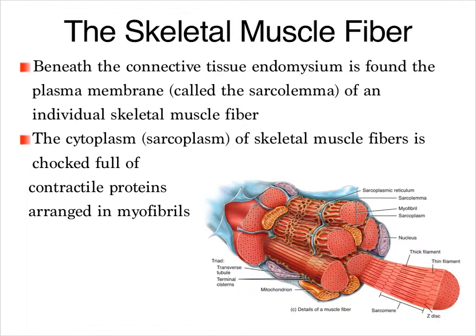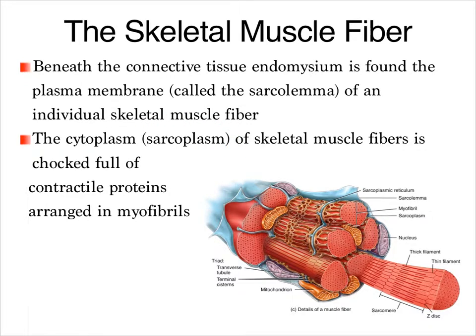Underneath the endomysium, you can see here this structure that's been kind of peeled back. That's the sarcolemma. That's the cell membrane of this fiber. It's a normal cell membrane with phospholipids and proteins and everything like that. We're just giving it a special name because it's on the muscle fiber. So we're going to call it a sarcolemma.